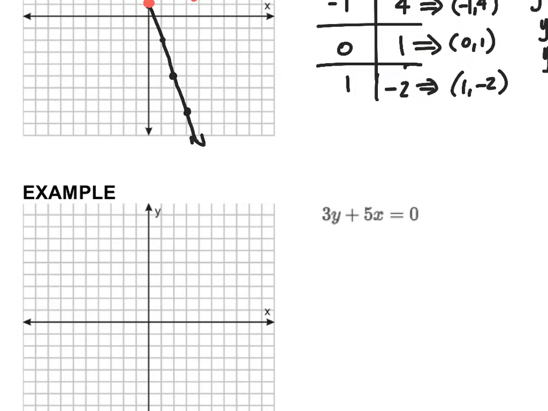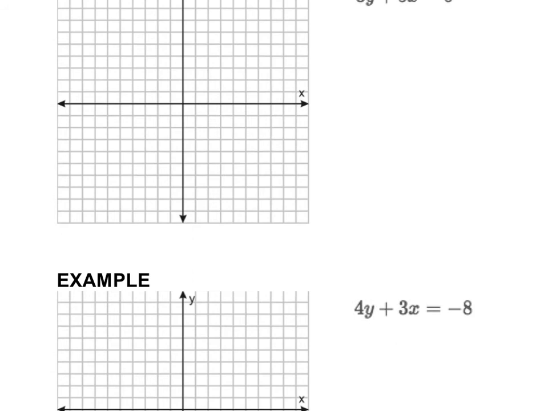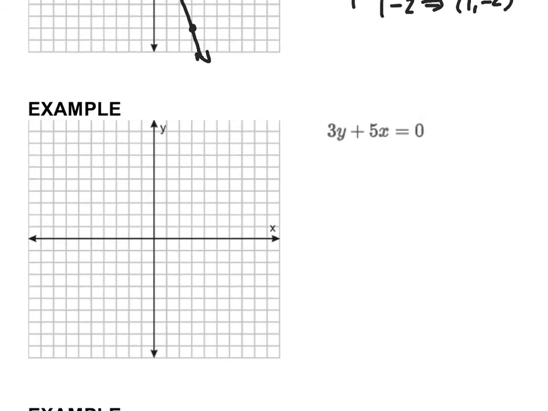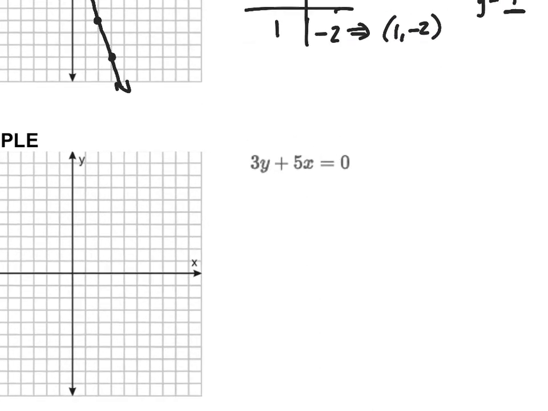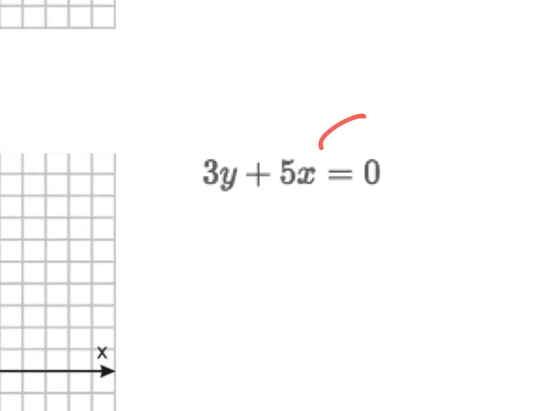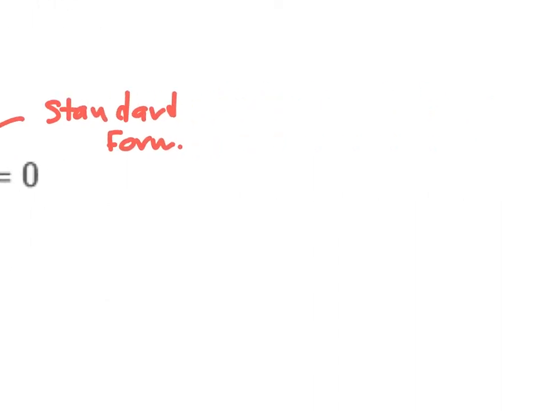So what I want to do is look at these other equations down here to help me do that. Now this is a little bit different. You've got the equation 3y plus 5x is equal to 0. What I know about this equation is that it is in standard form, meaning that the x and y values are on the same side of the equal sign. What I want to do is turn this into slope-intercept form.